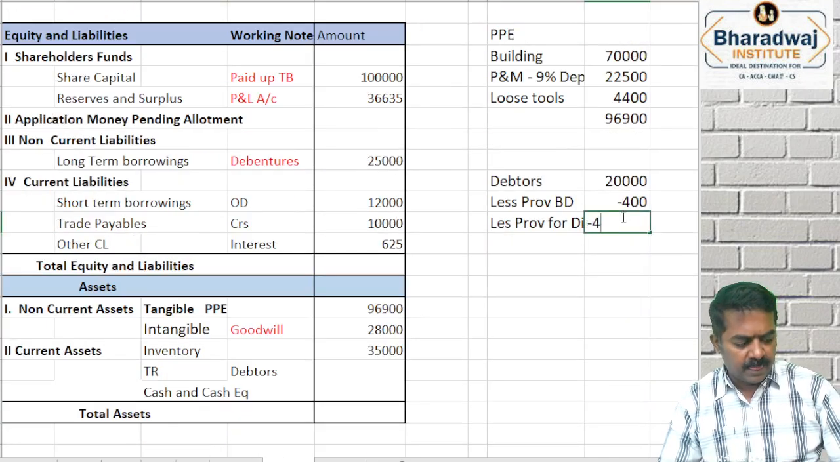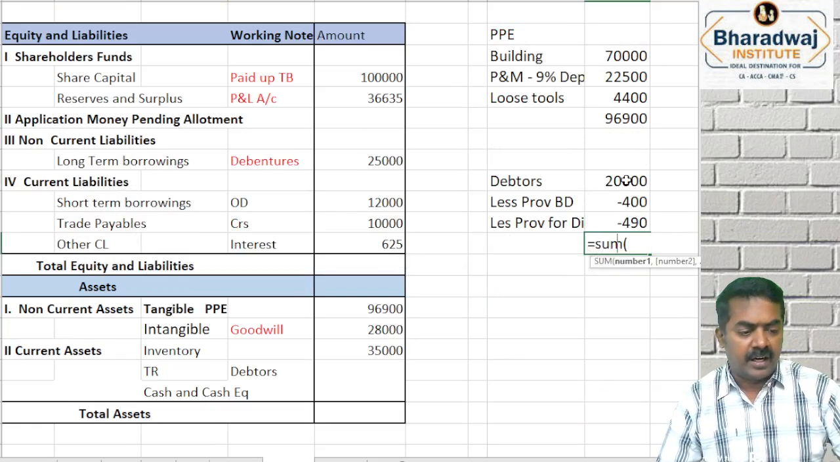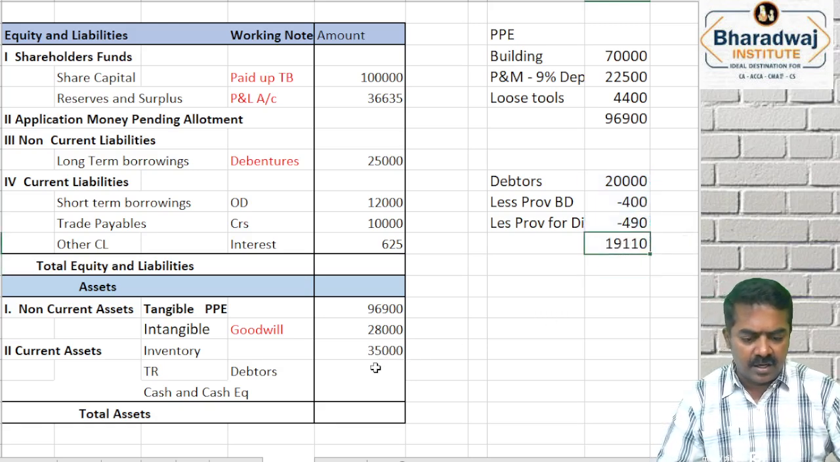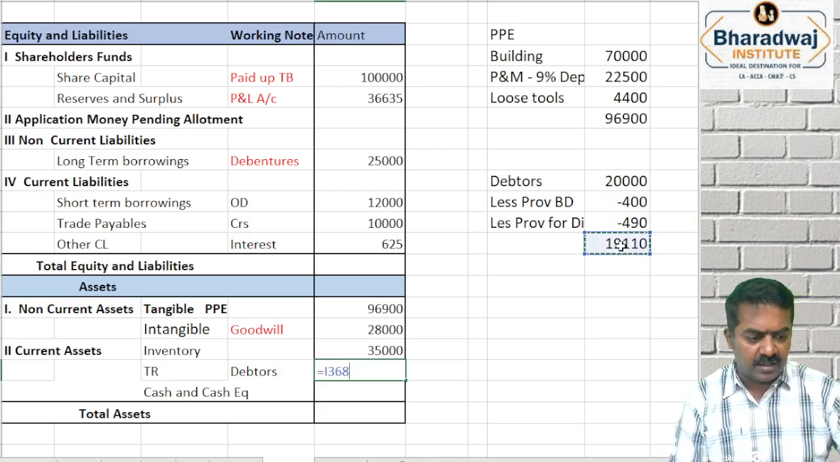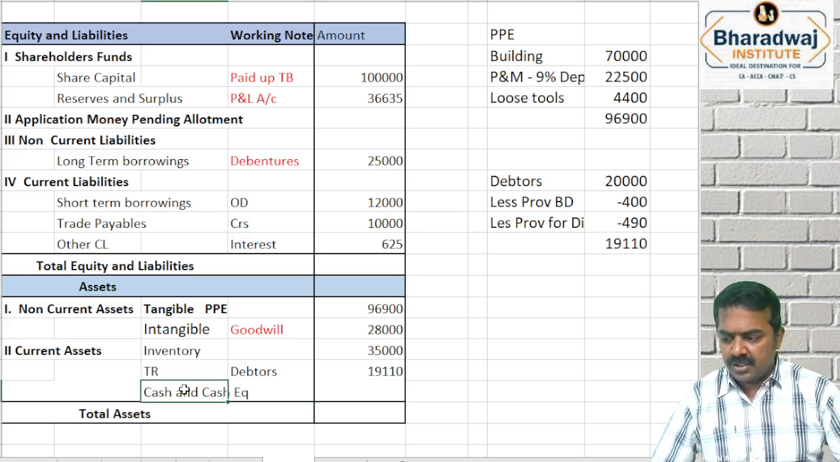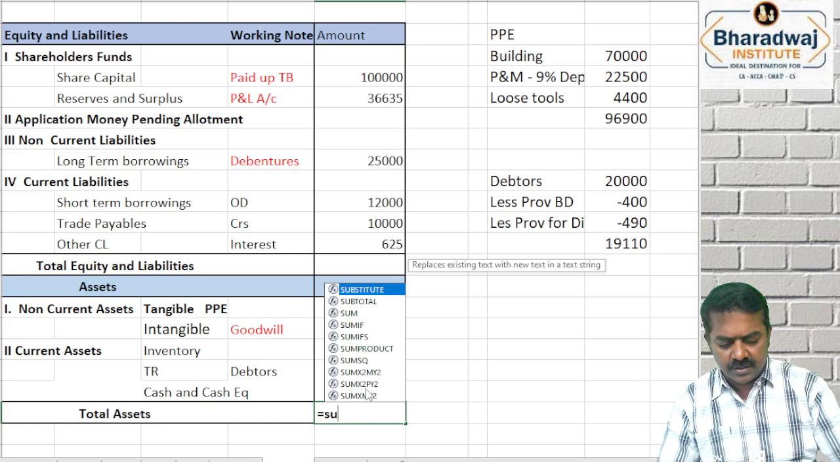Don't eliminate bad debts which is given in the trial balance, because when an item appears in the trial balance, it has already been adjusted, which means a journal entry has been passed and ledger posting has been done. That's why it comes in the trial balance. Cash and cash equivalents, cash and bank balances, 5,000.